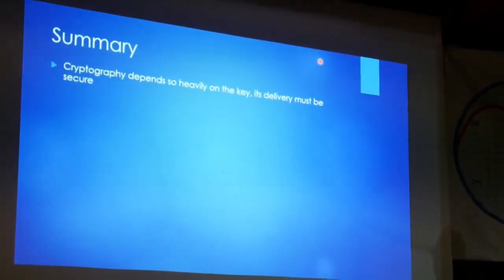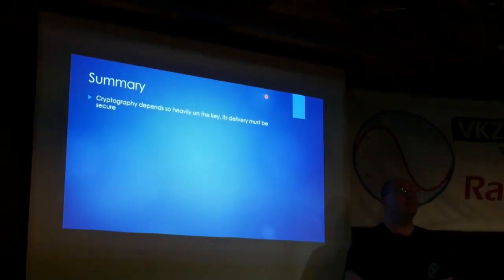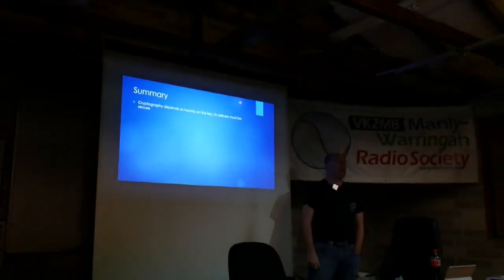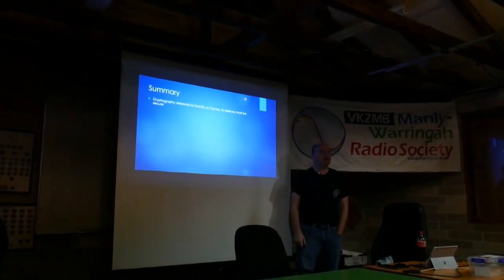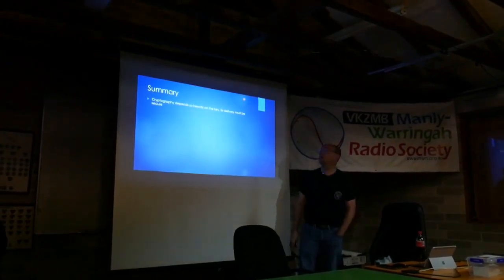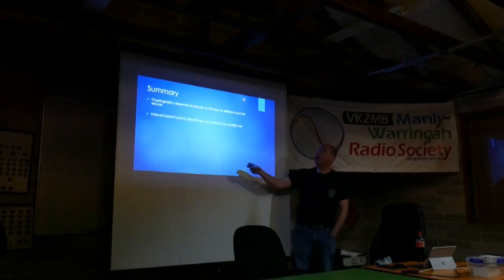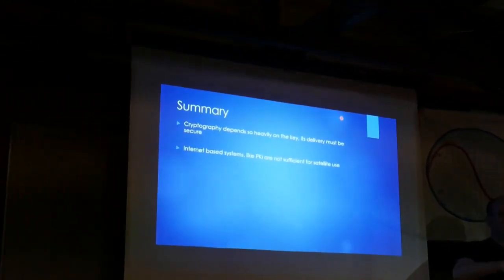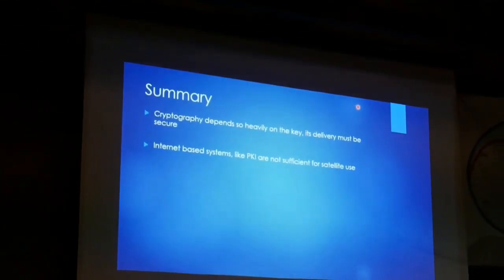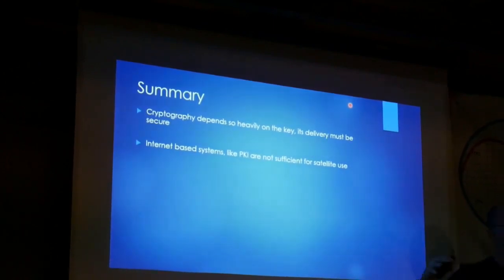In summary, cryptography depends so heavily on the key that its delivery must be secure. You've got to get that first key in there. You've got to deal with the fact that sometimes people will steal or compromise your key, or you've got to reboot it. And how do you get another one? In space, while no one can hear you scream, that also means you cannot call for a new key. Internet-based systems like PKI are not sufficient because that root of trust eventually stops when you can't reload the operating system to get a new set of root keys. So new things have to work for satellites.